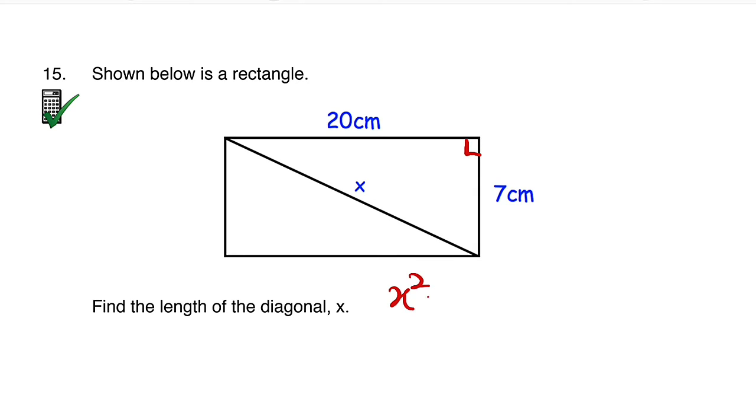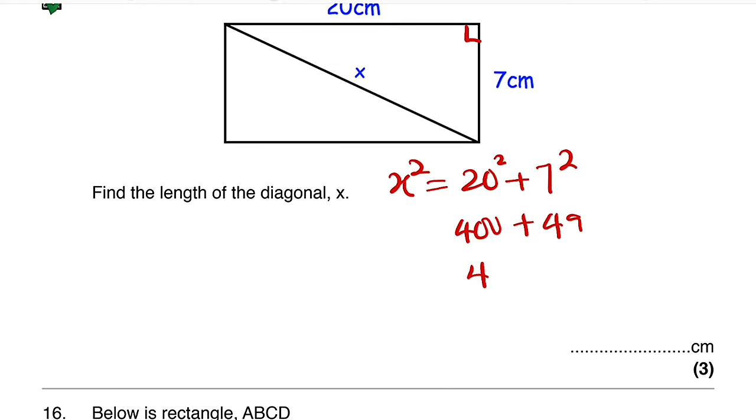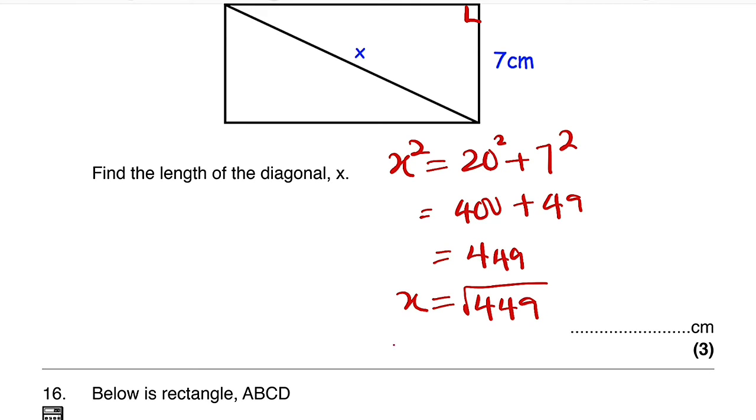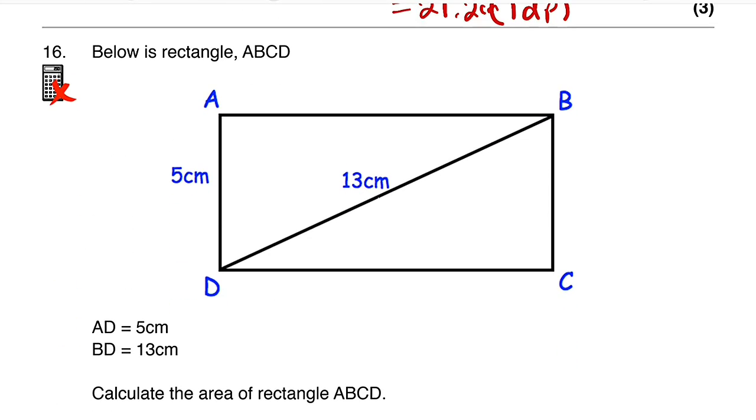So x squared is equal to 20 squared plus 7 squared. This is 400 plus 49. Together we have 449, and x would be equal to the square root of 449. And the square root of 449 is equal to 21.2 in 1 decimal place. Okay, this is cm, right? Sorry. Question number 16, the same thing.